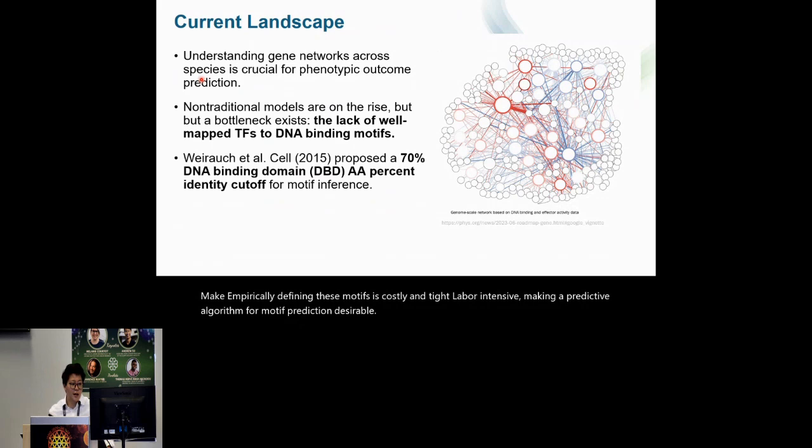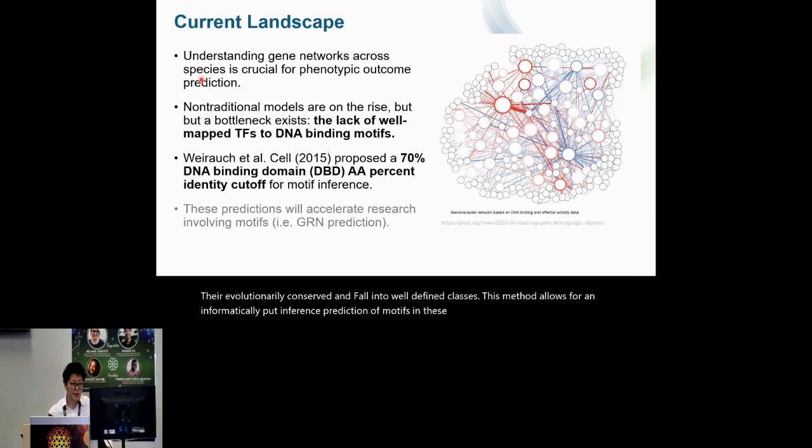Weyrauch et al. discovered that a 70% amino acid identity in the DNA binding domains of homologous TFs across species allows for the inference of shared recognition motifs. Since TFs are evolutionarily conserved and fall into well-defined classes, this method allows for an informatic inference prediction of motifs in these non-model organisms. These predictions will accelerate any research that involves motifs, including gene regulatory networks.